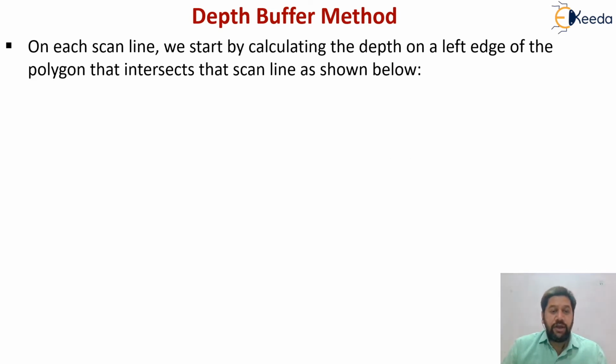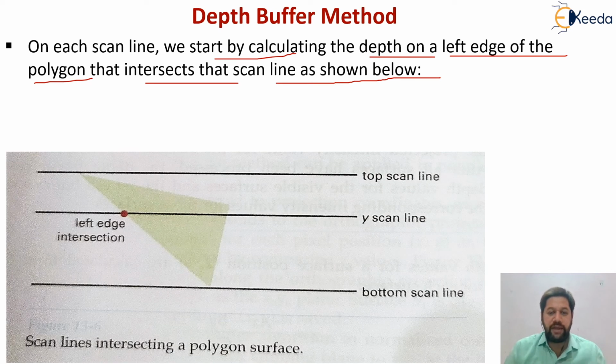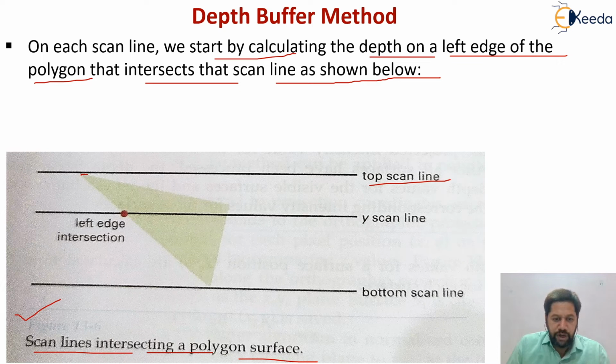For one scan line, we start by calculating the depth on the left edge of the polygon that intersects that scan line, as shown below. Let us consider this line that we are having. This is my top scan line, and I want everyone to concentrate on this particular diagram: a scan line intersecting a polygon surface. If my polygon is not clearly visible, I am going to outline it. This is my polygon.